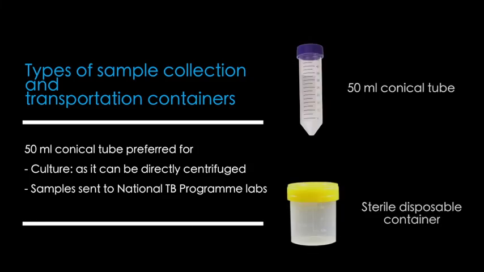50 ml conical tube is another type of container which can be used for sample transport instead of the disposable container shown in the video. As conical tube can be put directly into centrifuge machine, it is preferred when the sample is to be subjected to mycobacterial culture and drug sensitivity. This is also the preferred container for samples being sent to National TB Program labs, as it does away the need to transfer the specimen from one container to another.